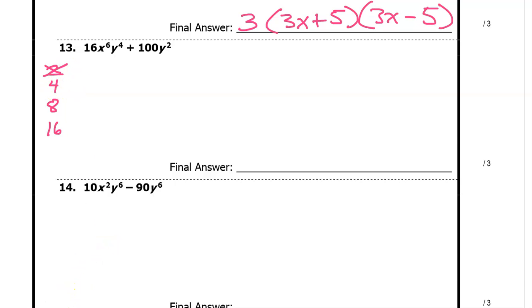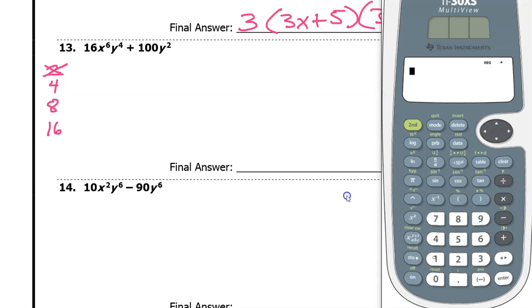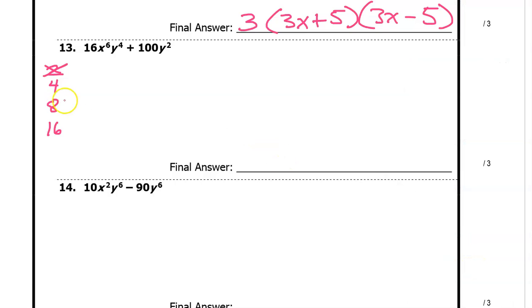Is 100 divisible by 8? Let's see, 100 divided by 8. No. Is 100 divisible by 16? No. All right, that means that 4 is the greatest common factor in terms of the numerical part. Okay, so I'm going to definitely have a 4 in my GCF. Now, how about the variable part? Are there x's in both terms? No. So there will be no x in the GCF.